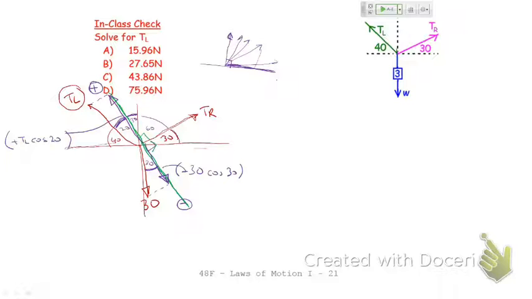Now watch this. The sum of the forces along the green line equals 0.